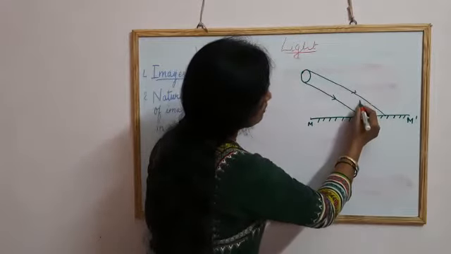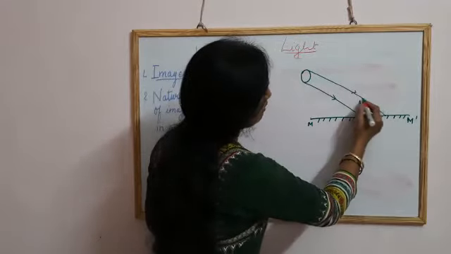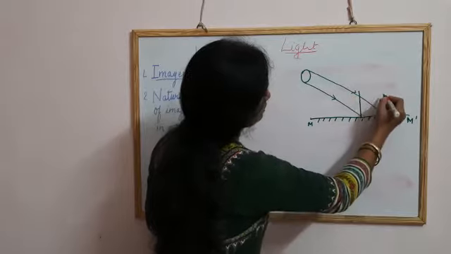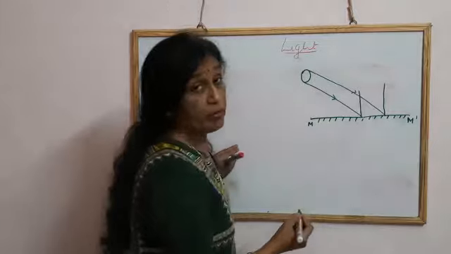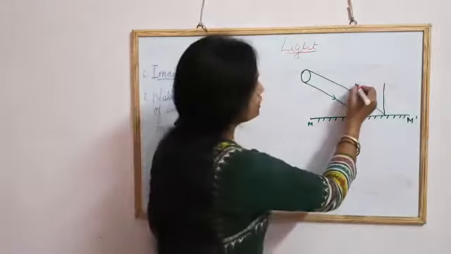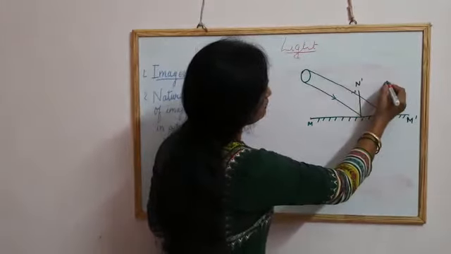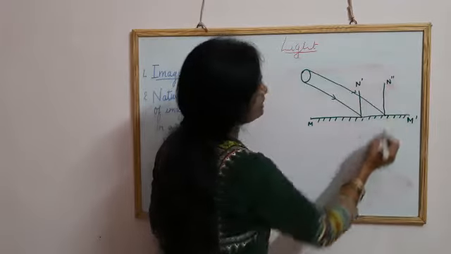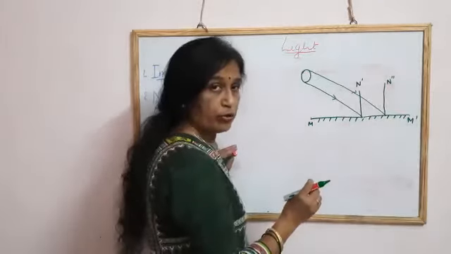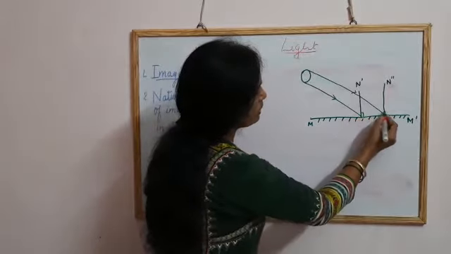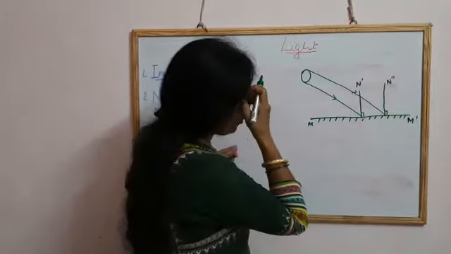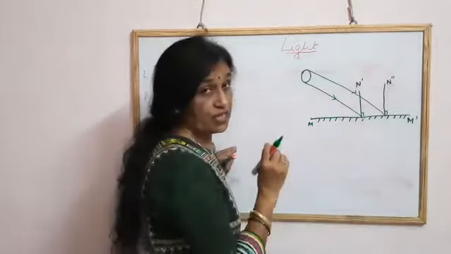Now, I'm making a perpendicular at this point. A perpendicular at a point is called the normal. So these two are normals. Let this be n, let this be n double dash. At the point of incidence, I have drawn a line perpendicular at that point, that is called the normal. Okay, now we have studied laws of reflection also.